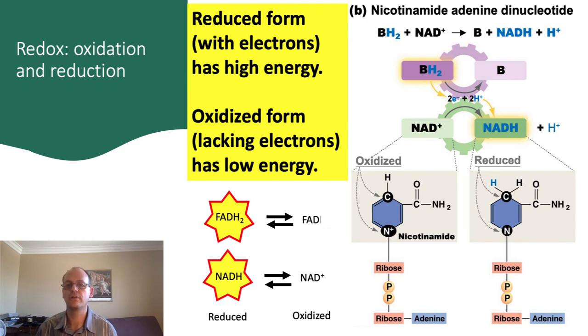One of the most important things you can remember from this is that the reduced form of a molecule, the form that's carrying electrons, is the form with high energy. So let's look at how NAD+ gets reduced, that is, how it gets its energy.